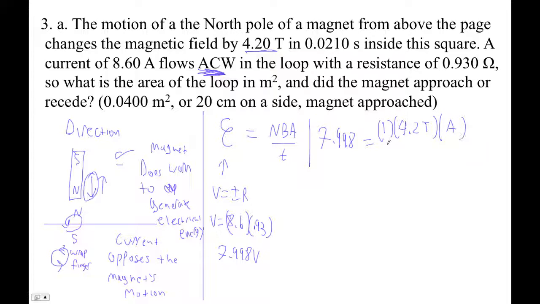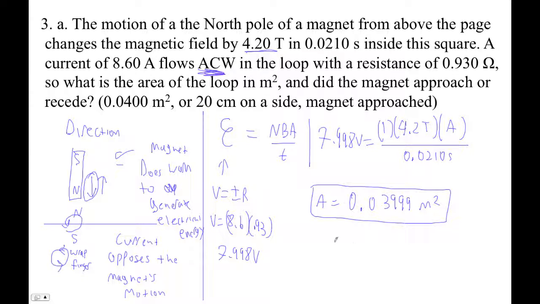Our area, we don't know what the area is, right? That's what we're trying to find. And then the time is, do we have the time? Yes, 0.0210 seconds. All right, and that's volts. So I guess I'm going to take this guy and go times 0.021. Then I'm going to divide by 4.2. And I should have the area. I'm getting that the area is 0.03999 square meters, right? That's the answer.